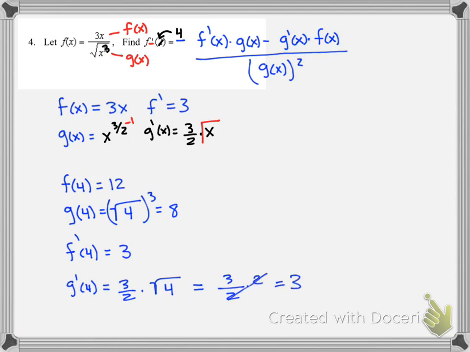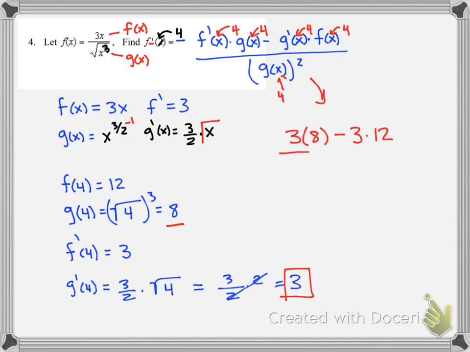Now we can go back to our original equation here and just plug everything in. F prime was 3. When I have a 4 here, everything gets that 4. So I have 3 times g of 4. G of 4 we found was 8, minus g prime of 4. G prime of 4 was equal to 3, and f of 4 was equal to 12. And this is all over g of 4, which is 8, squared.